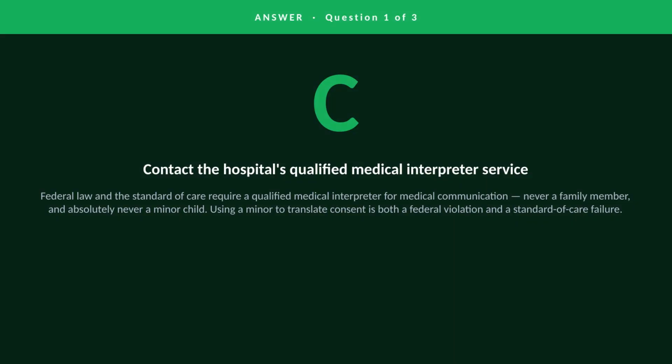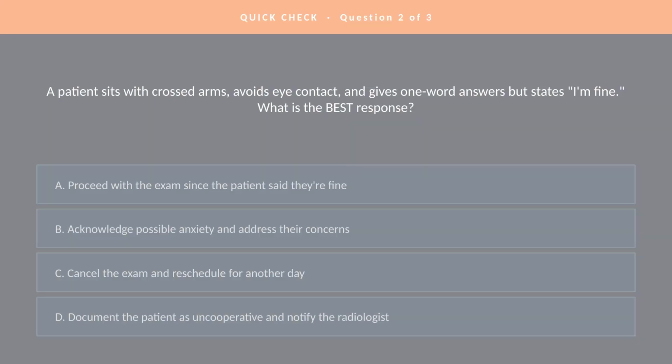The answer is C. Contact the hospital's qualified medical interpreter service. Federal law and the standard of care both require a qualified medical interpreter for medical communication. Never a family member, never a minor child. Using a minor to translate consent is both a federal violation and a standard of care failure.